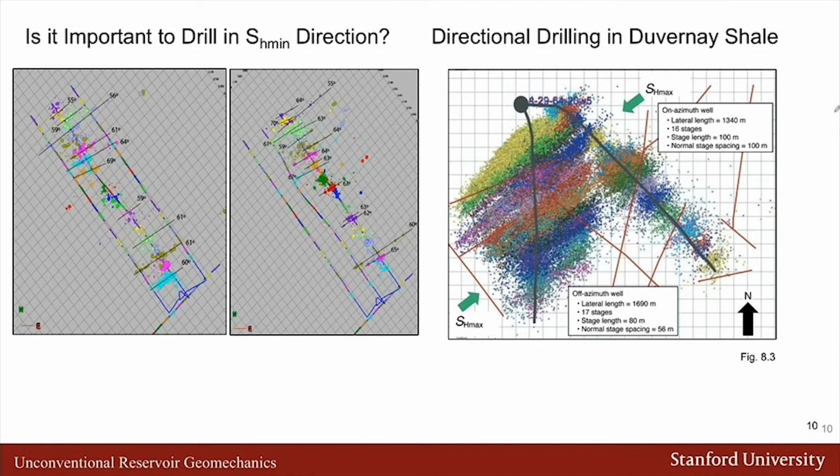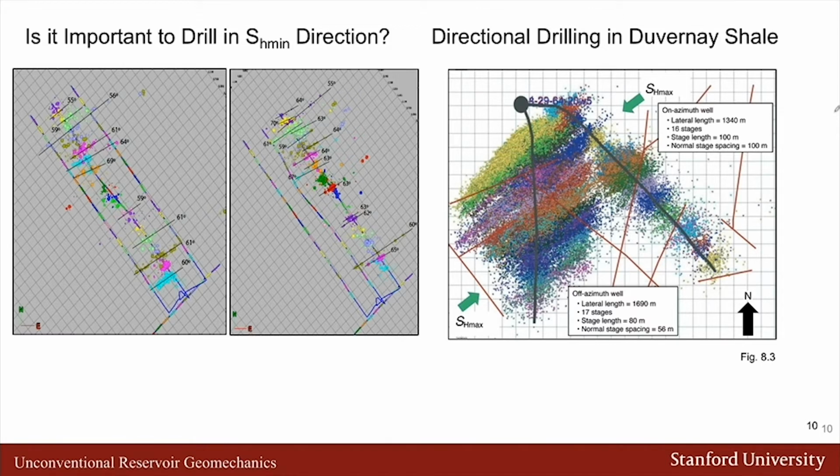The well spacing is designed so that the hydraulic fractures in the stimulated zone from one well sort of abut the hydraulic fractures in the stimulated zone of the adjacent well. We'll talk about well spacing at a later time. The figure on the right is from the Duvernay Formation in Canada, and it's a study done by Shell, and they drilled two wells.